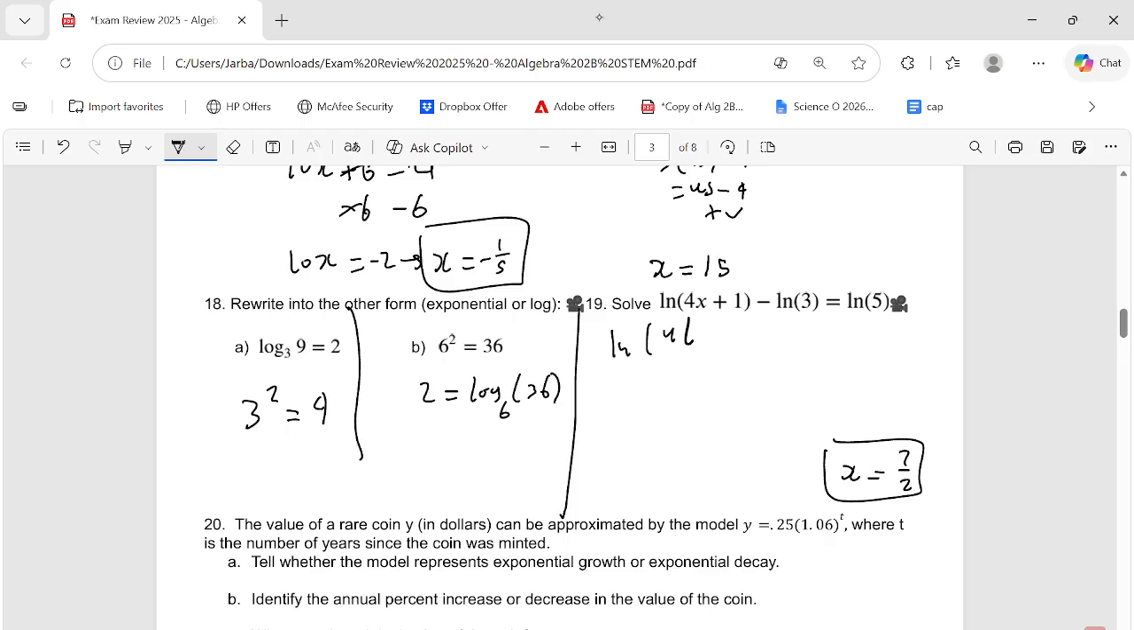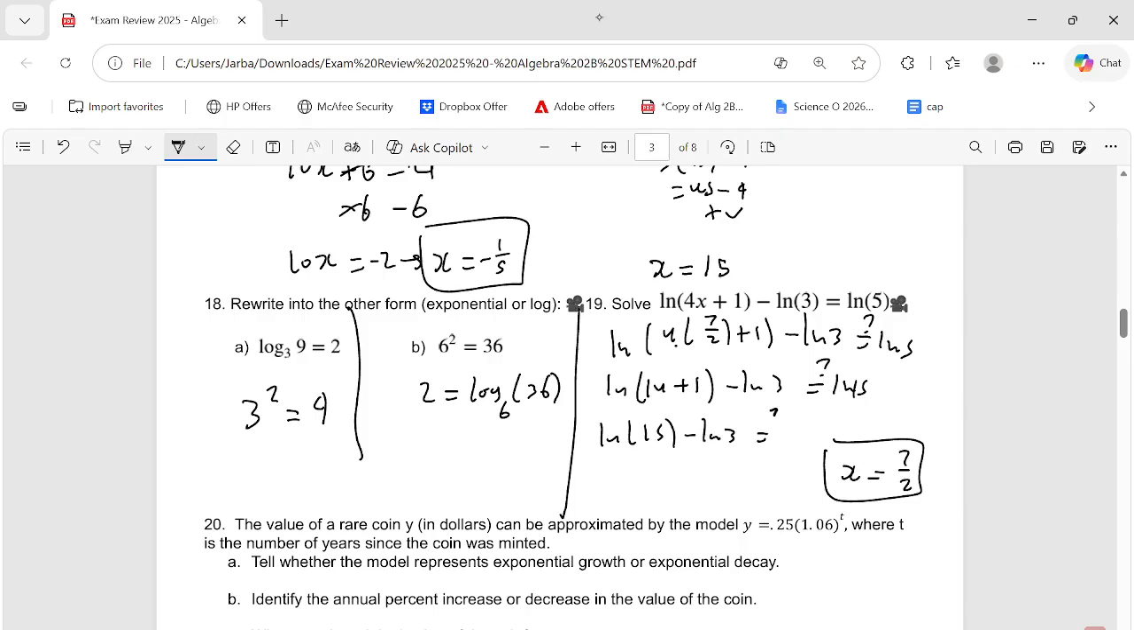Natural log of 4 times 7 over 2 plus 1 on the inside, minus natural log 3. Is that equal to natural log 5? So, natural log of 4 times 7 over 2, that's 14, plus 1, that's 15, minus natural log 3. Is that equal to natural log 5 on the right?